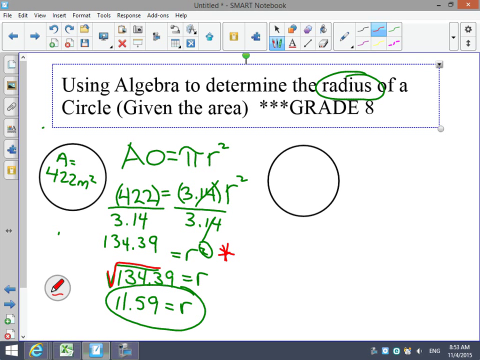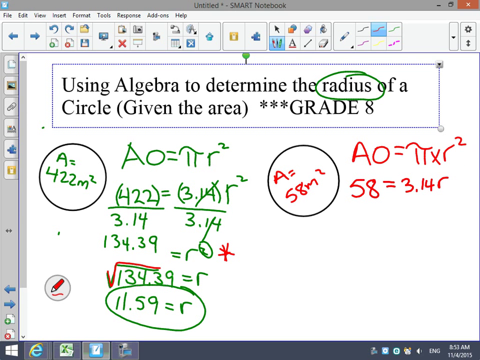So here we go. We'll do one more, and then, like I said, we'll pick it up tomorrow, which is Thursday. So I will do an area this time, and we'll call it, the area equals 58 meters. I was talking faster than I was moving. Here we go. So we start with our formula. Area of a circle is pi times radius squared. We fill in what we know. That's 58. This over here is 3.14, and we're multiplying it by r.